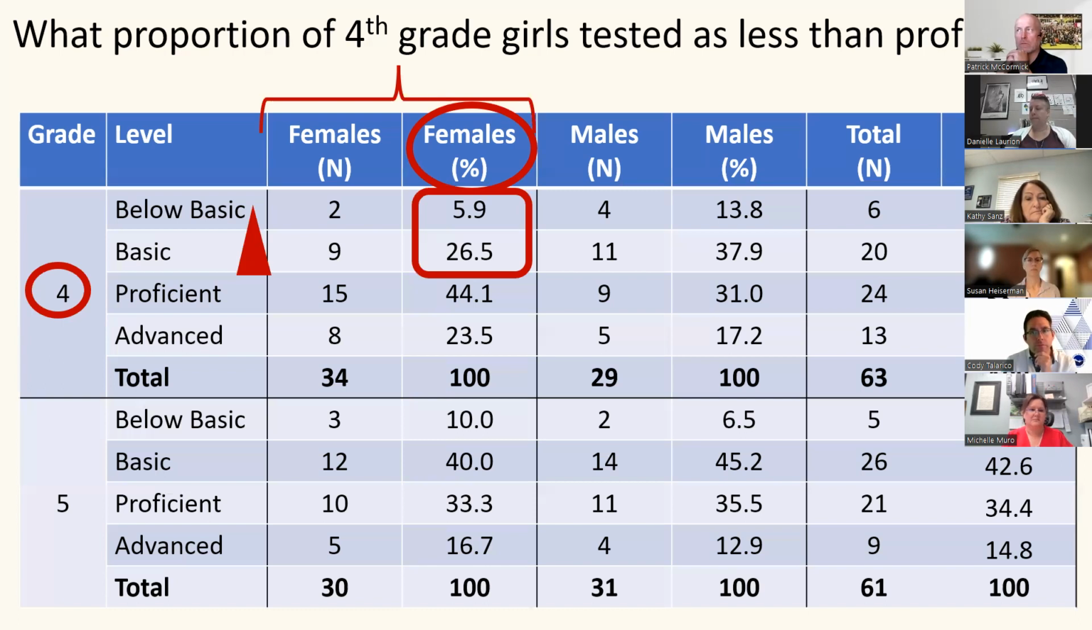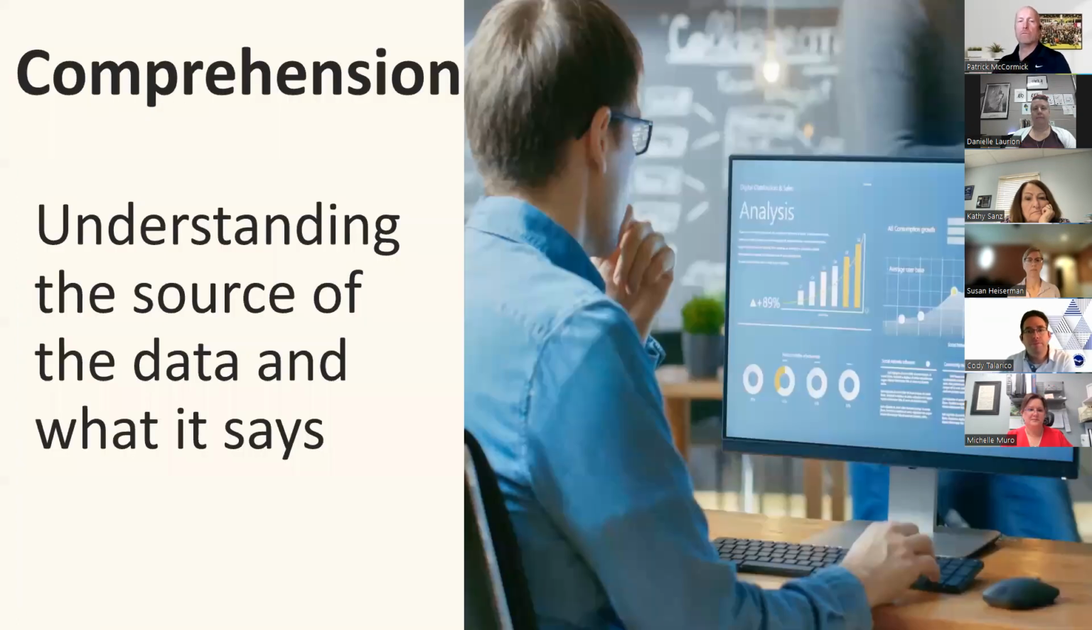First, we had to find the table. Maybe it was buried in an appendix in the back of a 100-page report. That happens. But once you get there, then you have to find the data within the table. So then skill 2 is understanding what it is that you're seeing. So we found the right cells, but what is that actually telling us?